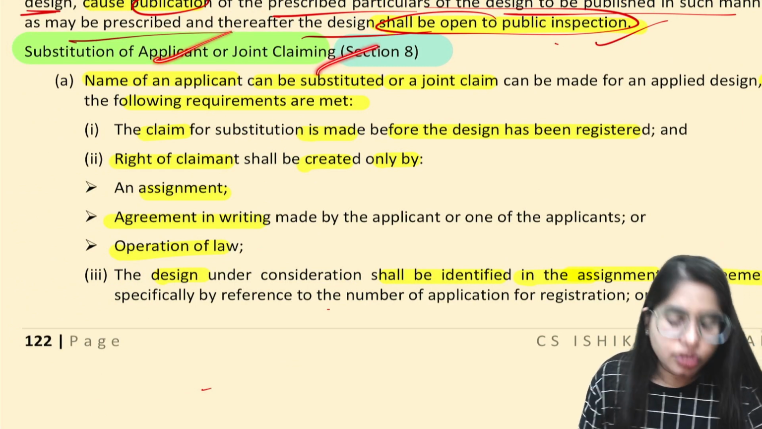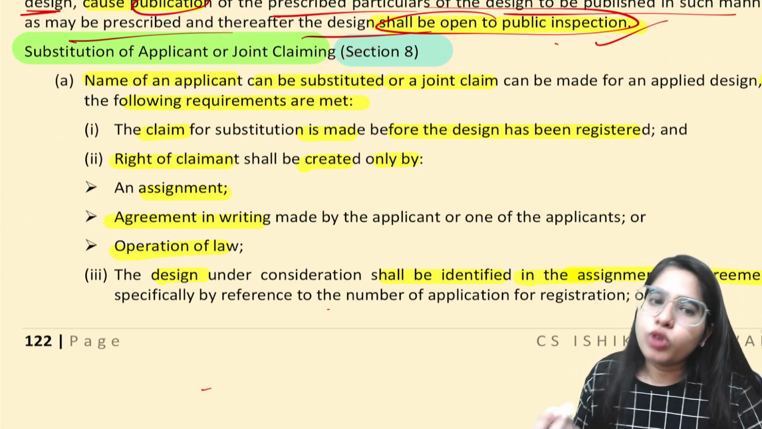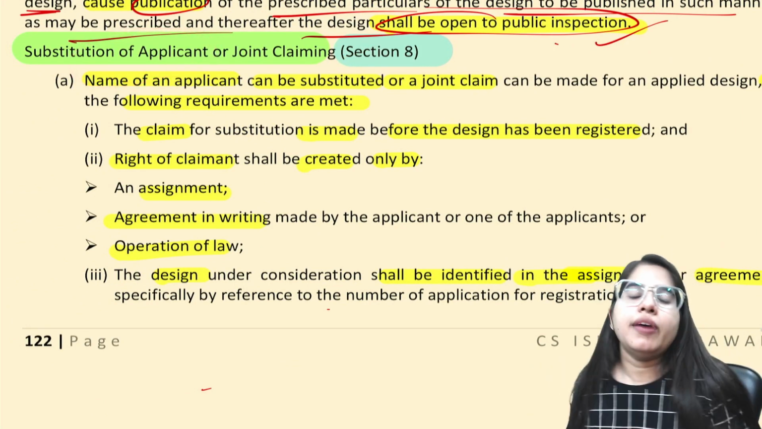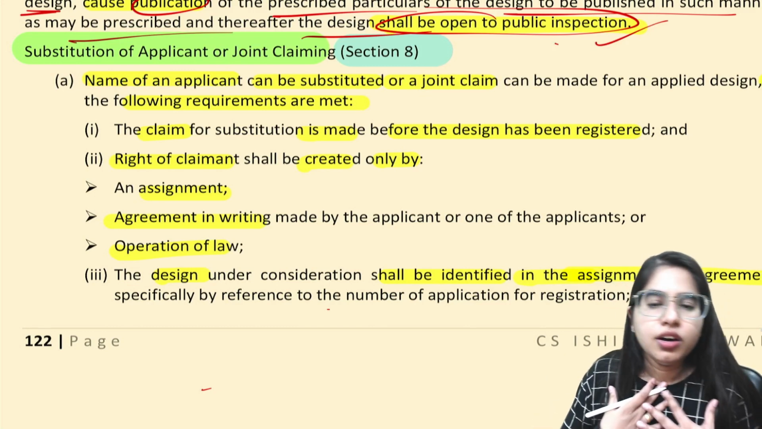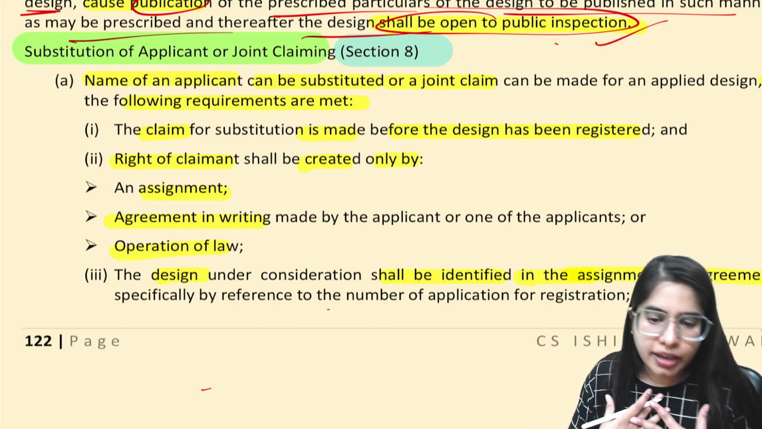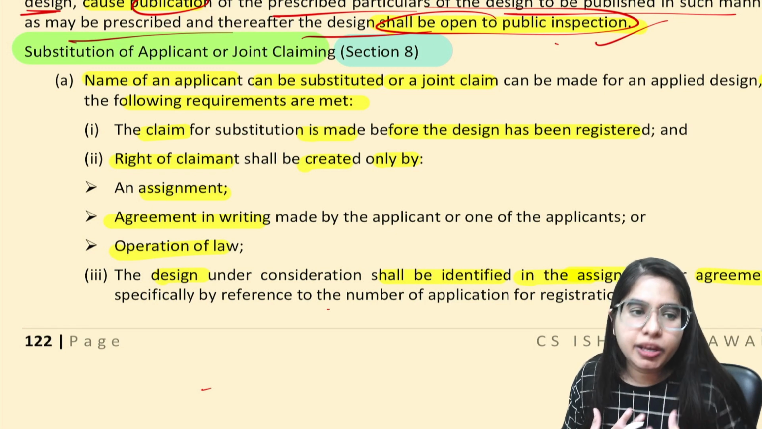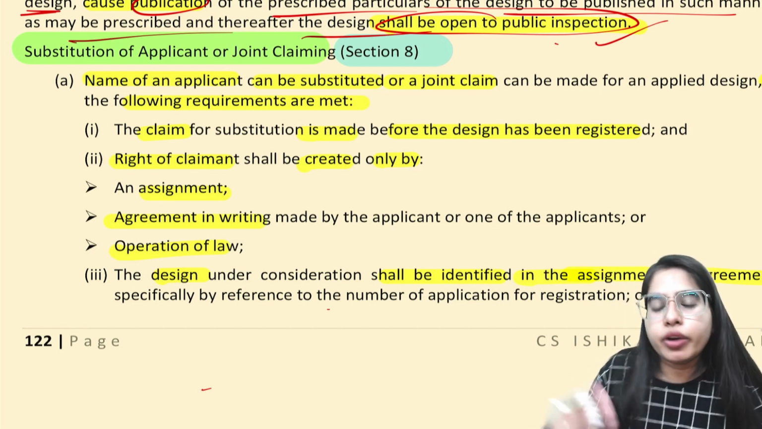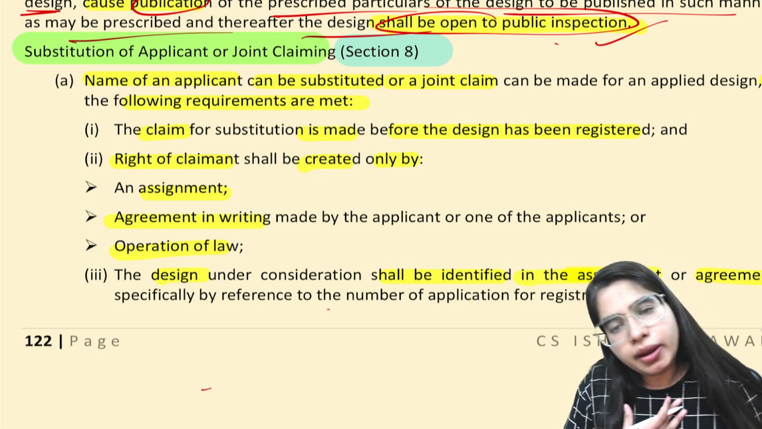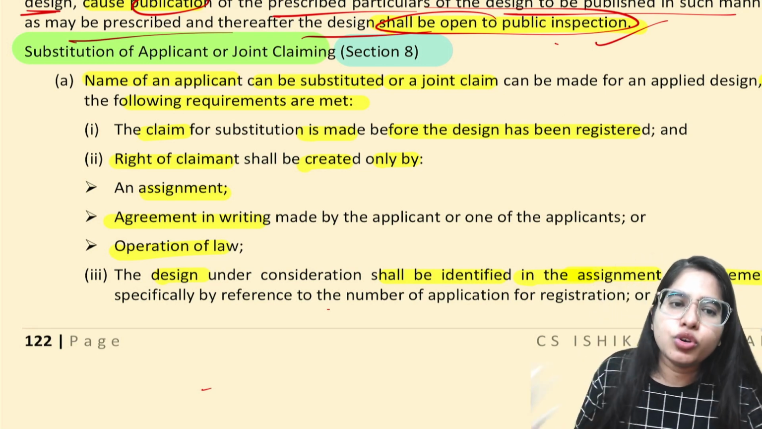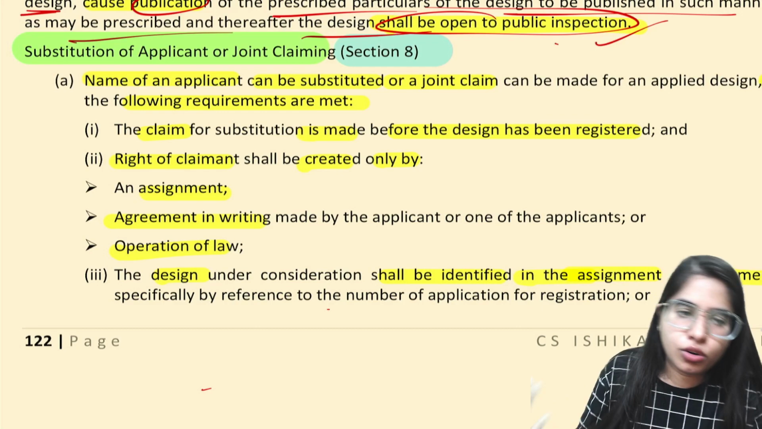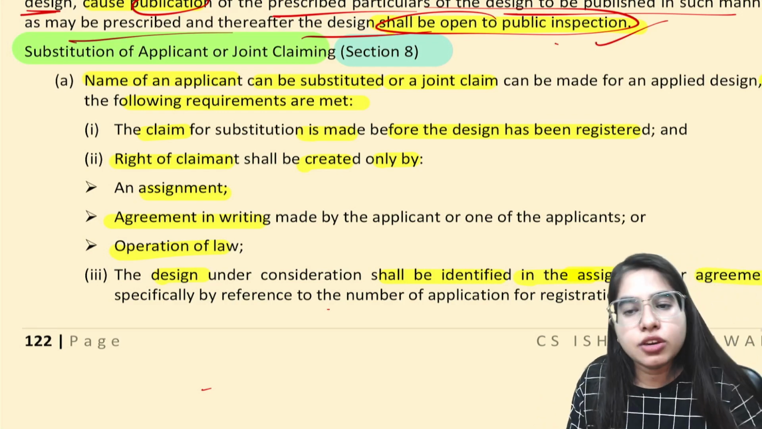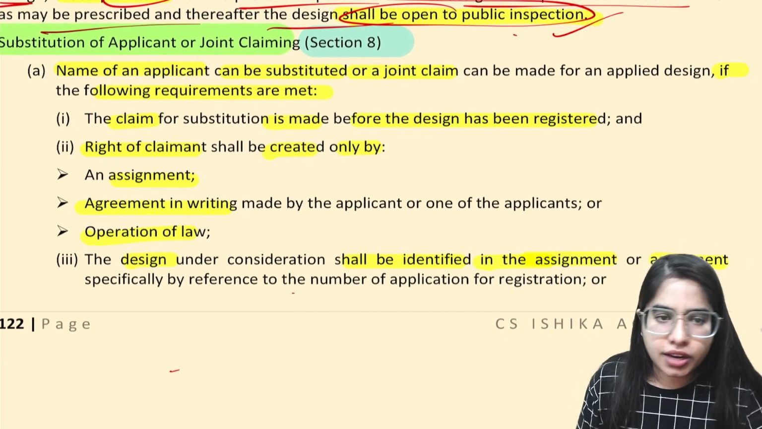Substitution of applicant or joint claiming. Two topics are given here. One is substitution of applicant. Substitution means earlier I applied in my name, and now I want to transfer it to Preeti's name. That is substitution. Joint claiming means earlier it was in my name only, and now we want to make it in the joint name of myself, Preeti, Pooja, and Pinky. That will be joint claiming. Are we clear with this?